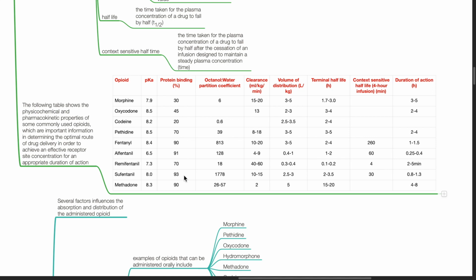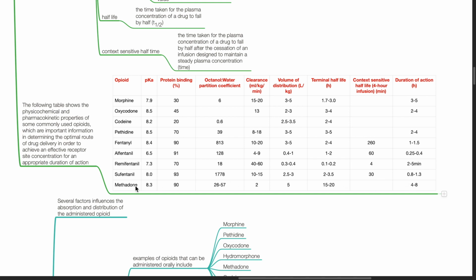For sufentanil, the pKa is 8.0, protein binding is 93%, octanol-water partition coefficient is 1778, clearance is 10 to 15 ml per kg per minute, volume of distribution is 2.5 to 3 liters per kg, terminal half-life 2 to 3.5 hours, context-sensitive half-life 30 minutes for a 4-hour infusion, duration of action 0.8 to 1.3 hours.